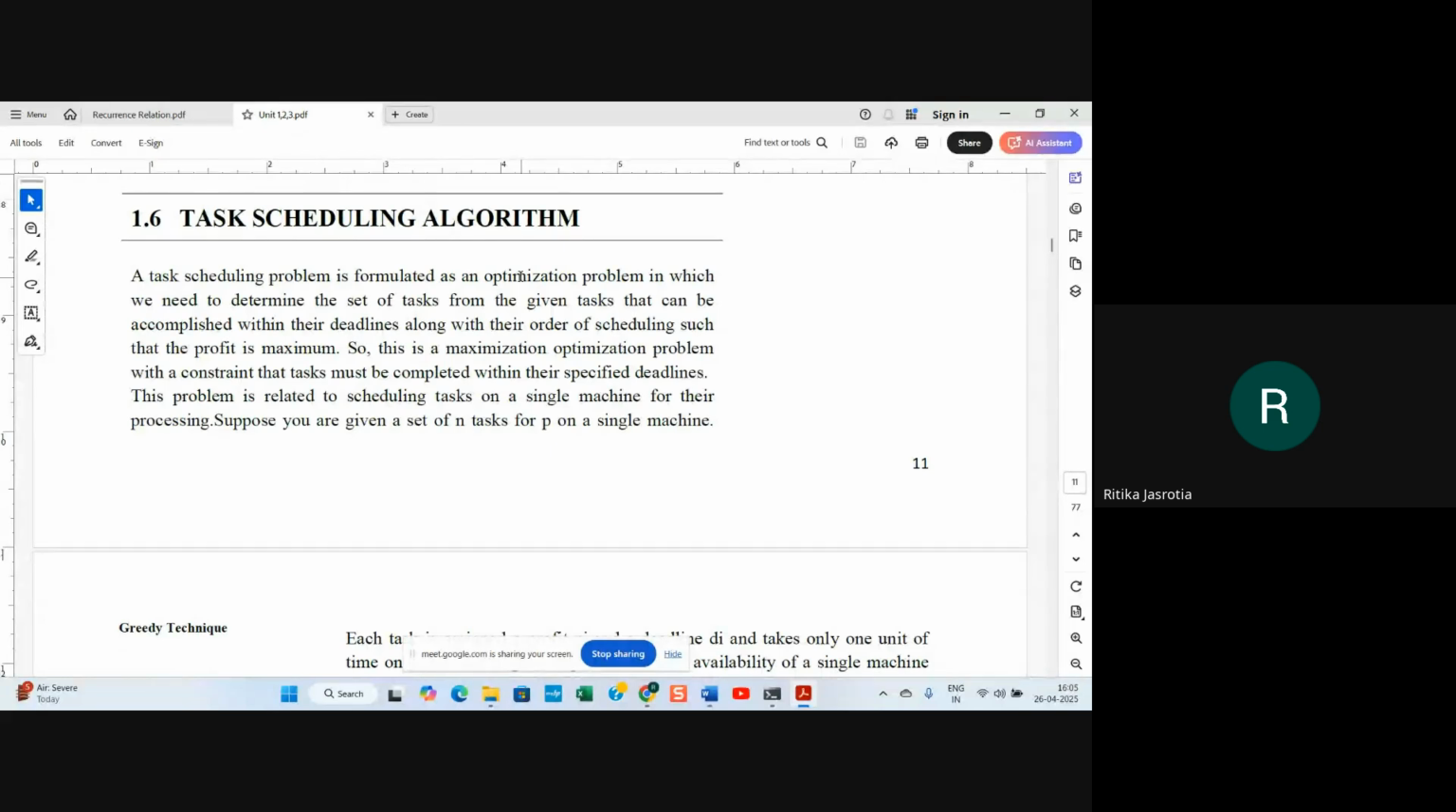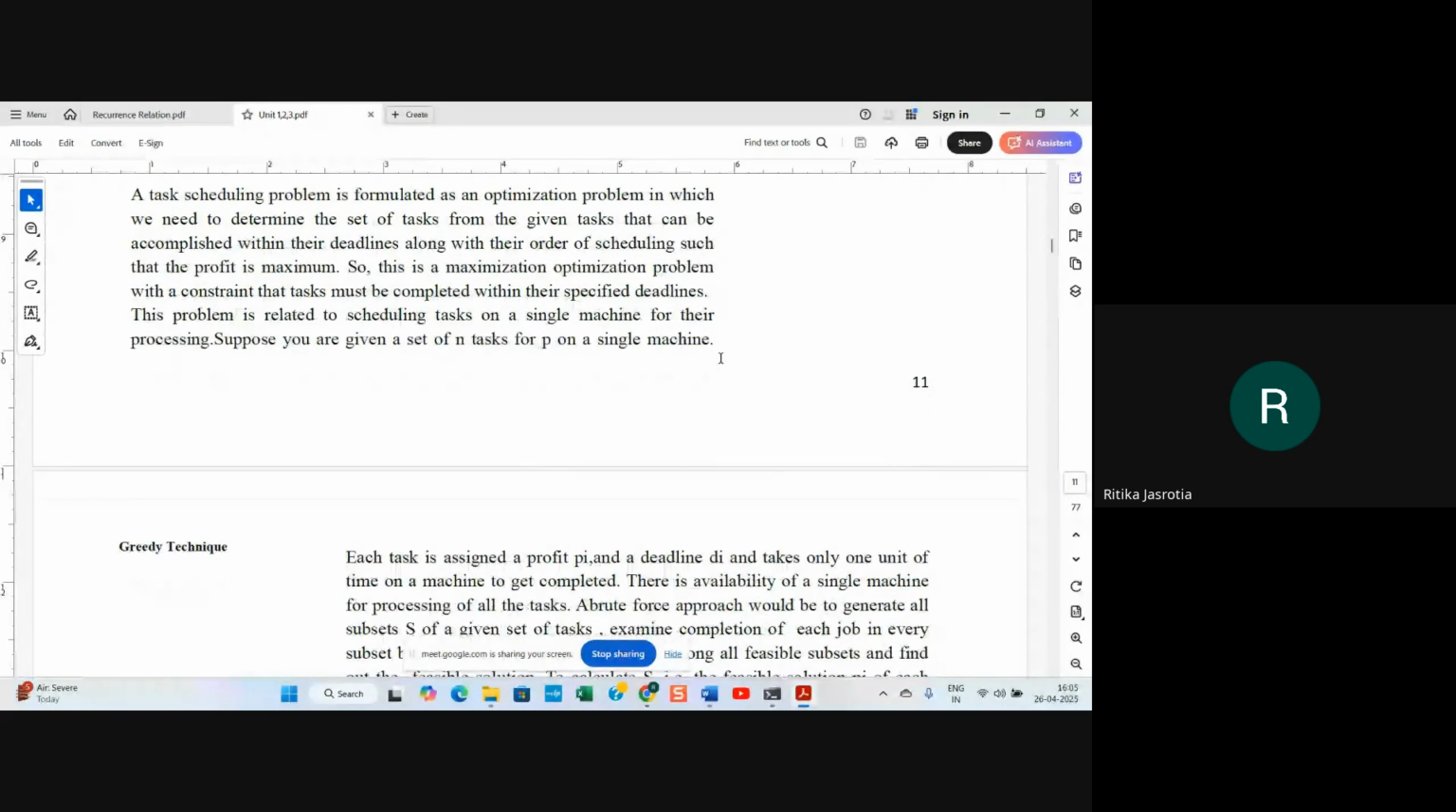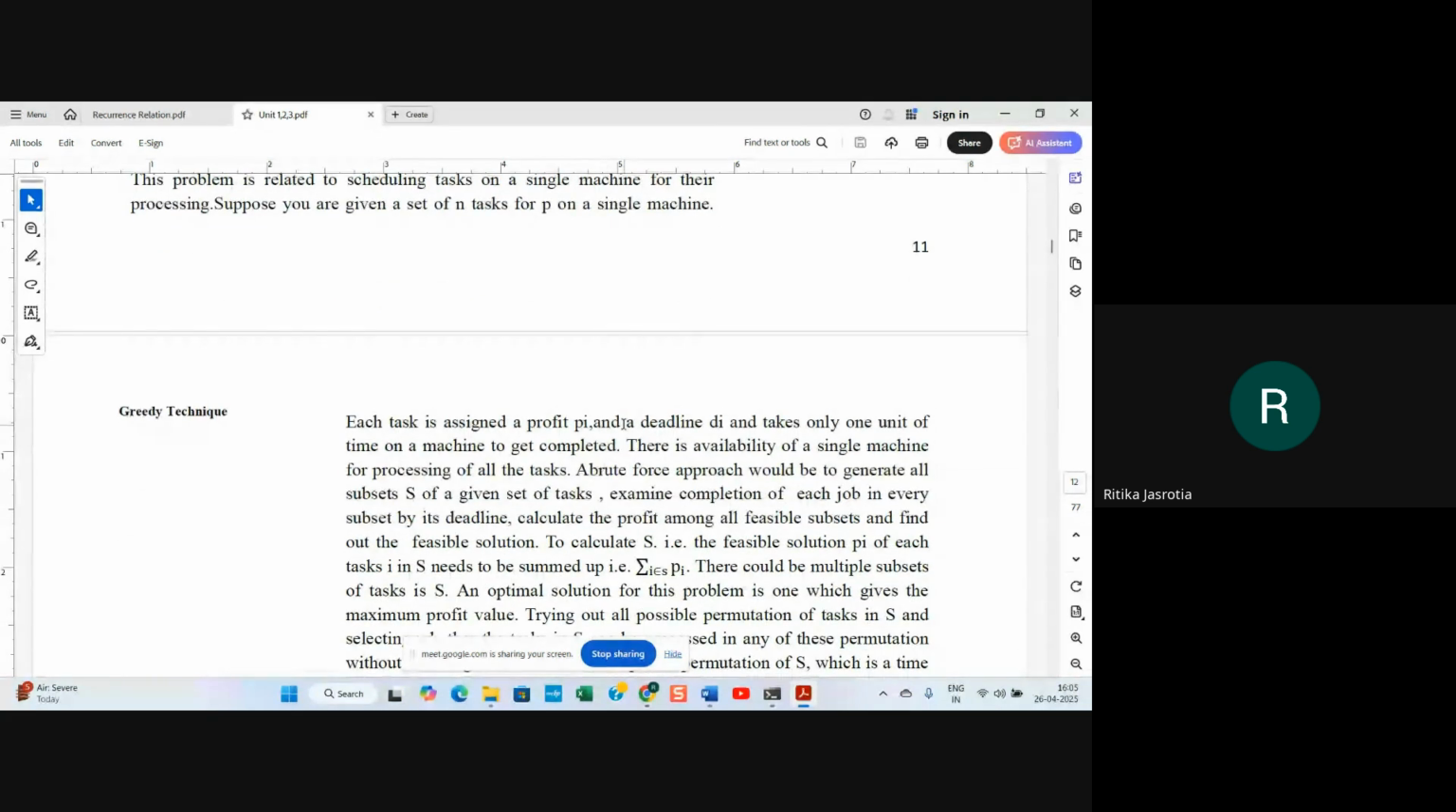So the task scheduling problem is formulated as an optimization problem in which we need to determine the set of tasks from the given tasks that can be accomplished within their deadlines, along with the order of scheduling such that the profit is maximum. So this is a maximization optimization problem with a constraint that tasks must be completed within their specified deadlines. This problem is related to scheduling tasks on a single machine for their processing. Suppose you are given a set of n tasks on a single machine. Each task is assigned a profit Pi and a deadline Di and takes only 1 unit of time on a machine to get completed. There is availability of a single machine for processing all the tasks.